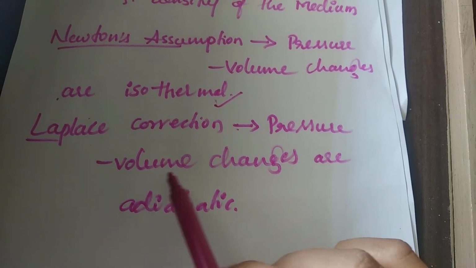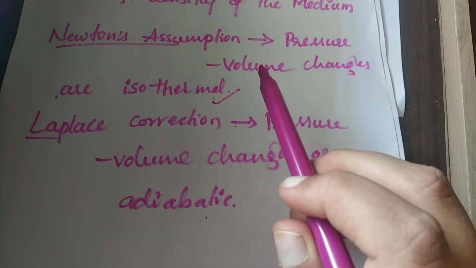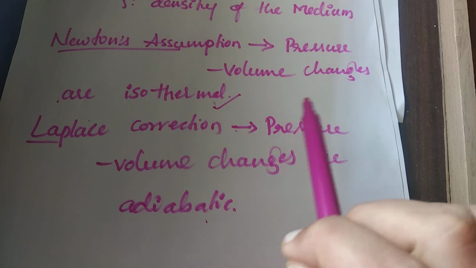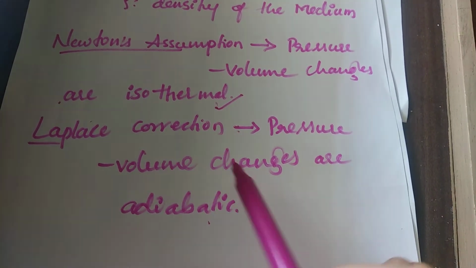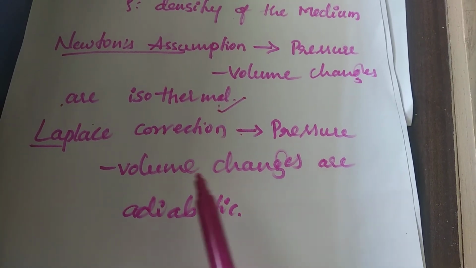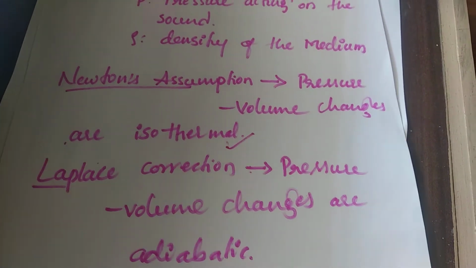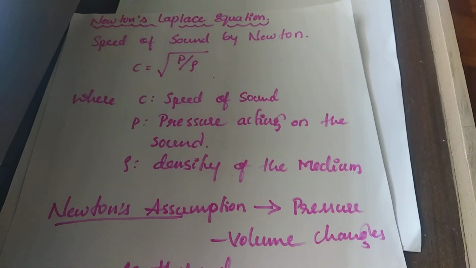The pressure and volume changes are adiabatic. In Newton's assumption, he took the pressure and volume changes as isothermal, but in the correction by Laplace, he said the pressure and volume changes are adiabatic. Now we see the differences between the isothermal and adiabatic processes.